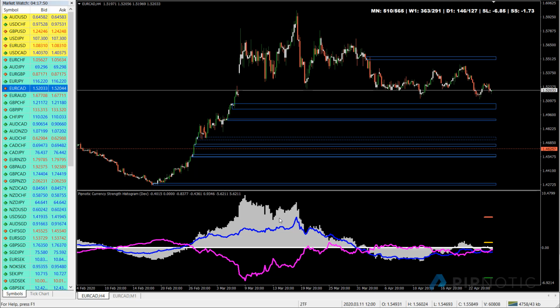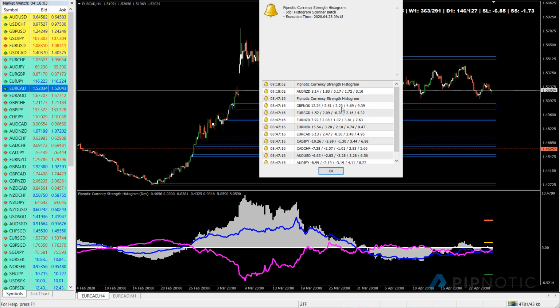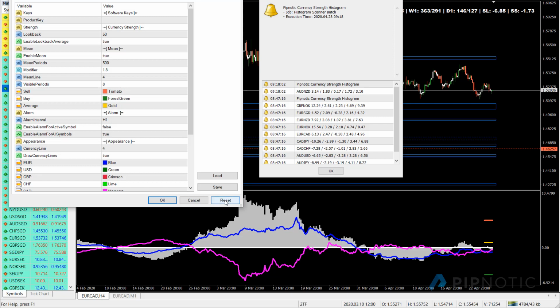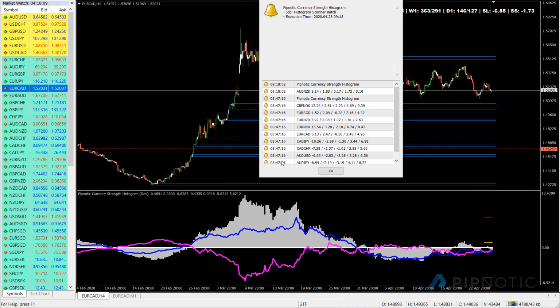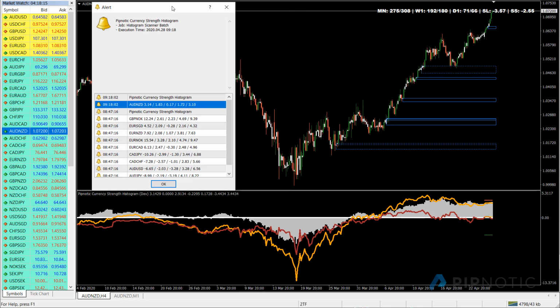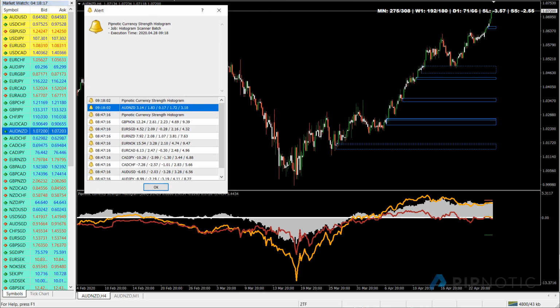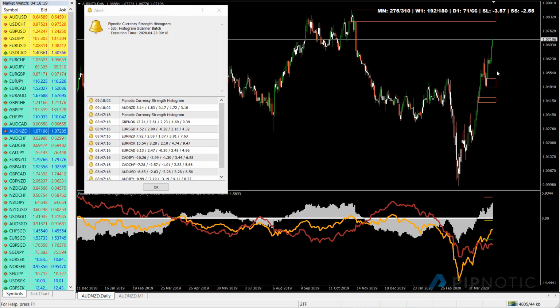Just running through all the pairs. This is including all the Scandies as well. So we got the Aussie Kiwi. This is the Aussie Kiwi. I said that like with my best German accent. Aussie Kiwi. Let's have a look at the Aussie Kiwi. We've looked at this pair quite a lot. So we're moving very high. Okay, so let's have a look in the daily chart.